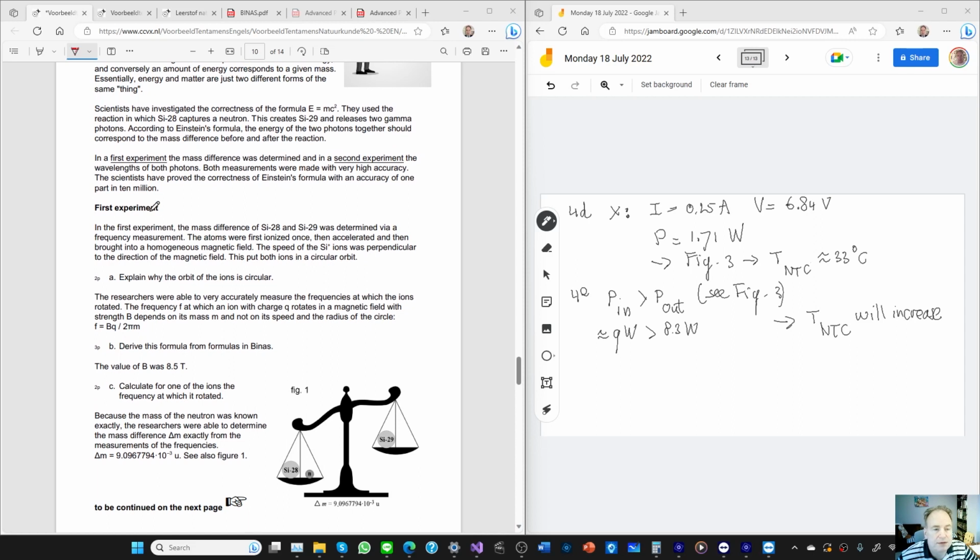The first experiment, the mass difference between the two was determined via a frequency measurement. The atoms were ionized once, then accelerated, then brought into a homogeneous magnetic field. The speed of the silicon plus ions was perpendicular to the direction of the magnetic field. This put both ions in a circular orbit. Explain why the orbit of the ions is circular.